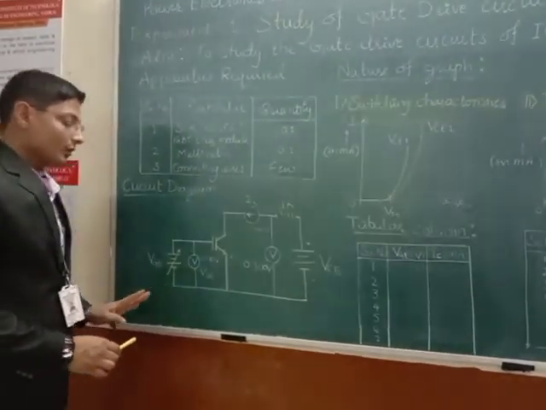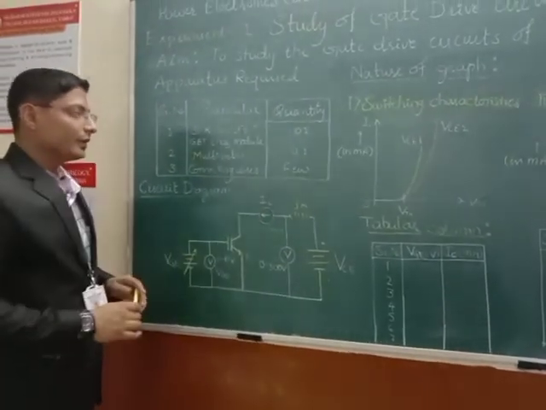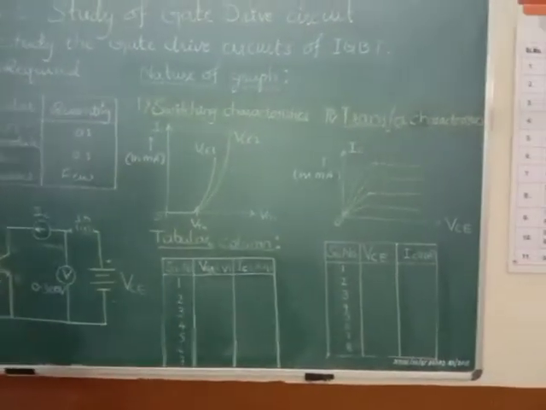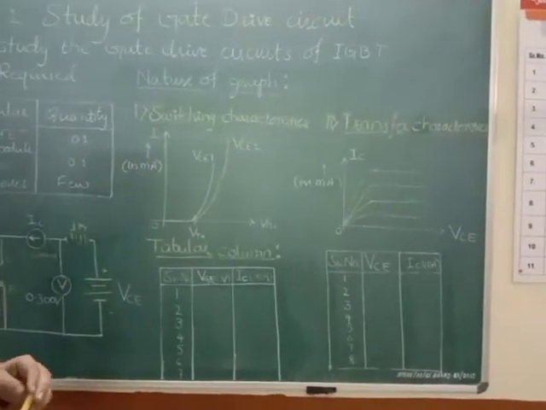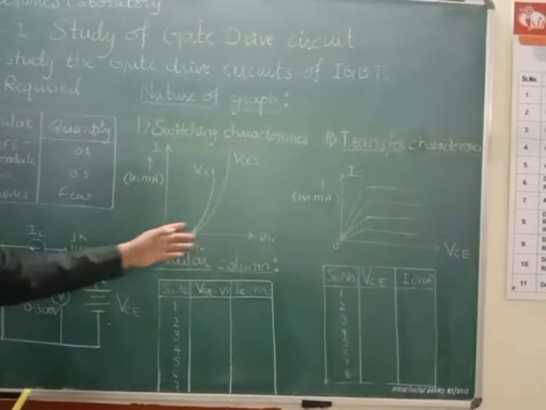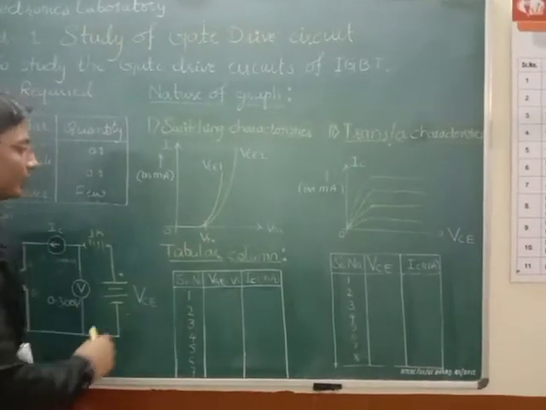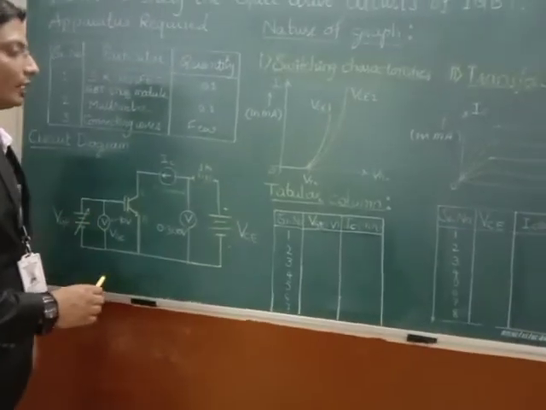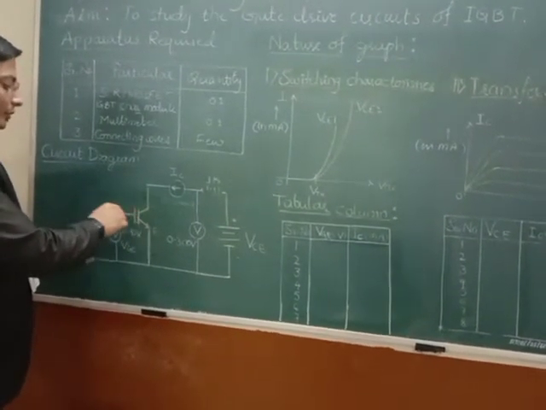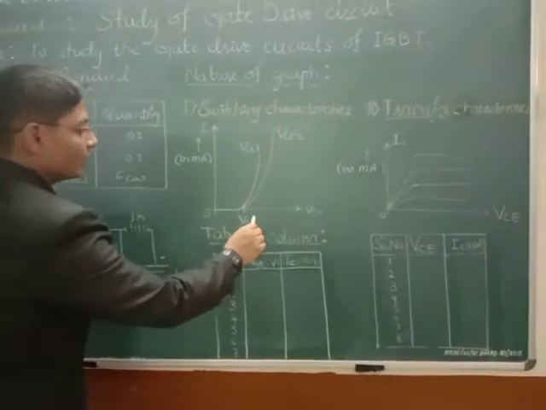To study the operation of this IGBT, we need to see two types of characteristics that can be obtained from this experiment. One is called the switching characteristics and the second is called the transfer characteristics. In the switching characteristics, we obtain the instant at which the IGBT gets connected, that is, the switch is closed, when we apply a particular amount of voltage at the gate terminal. That voltage is nothing but the threshold voltage.